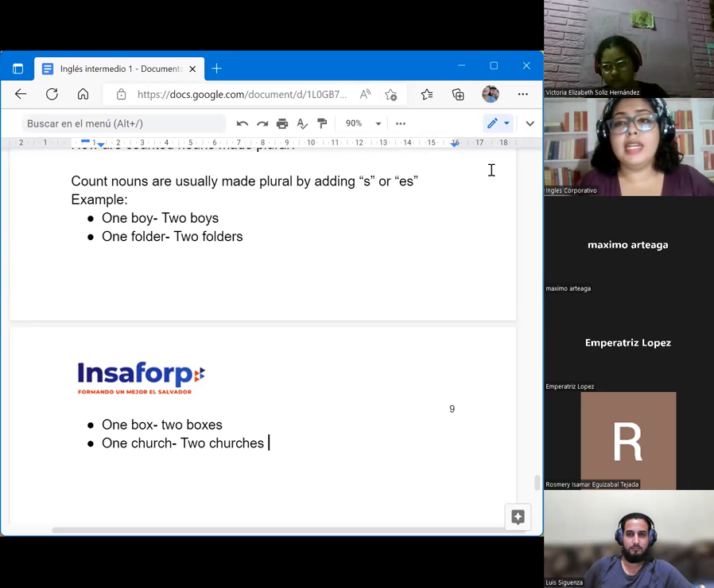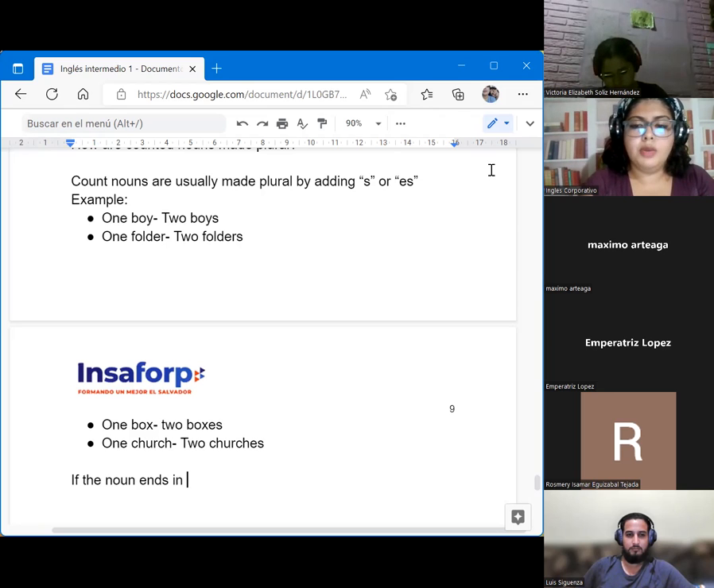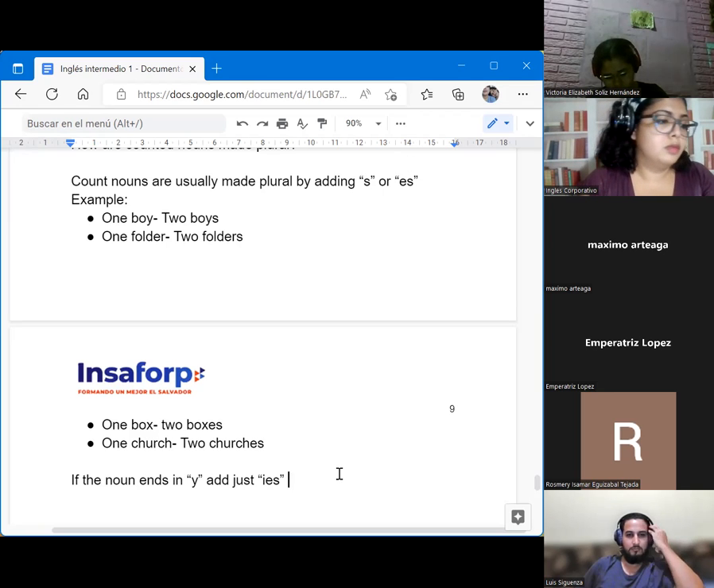Then it says, if the noun ends in a Y, we need to change the Y to another kind of ending that we are going to see to make it plural. In this case, if the word or the noun ends in a Y, and this is applied with a lot of words, we are going to change the endings, adding the letters I-E-S to make it plural.